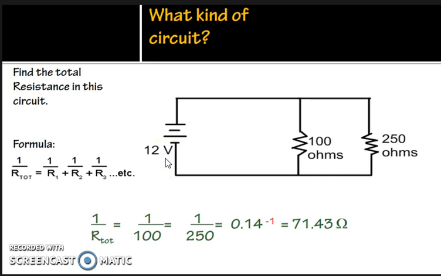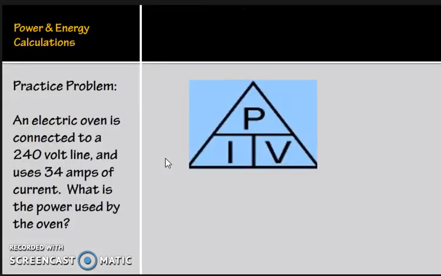Now let's do one more thing. We're going to look at the power and also energy calculations that are used with current and voltage and resistance. So here's our formula for this one, but usually we are just solving for P. We're looking for power, so it's going to be I times V.